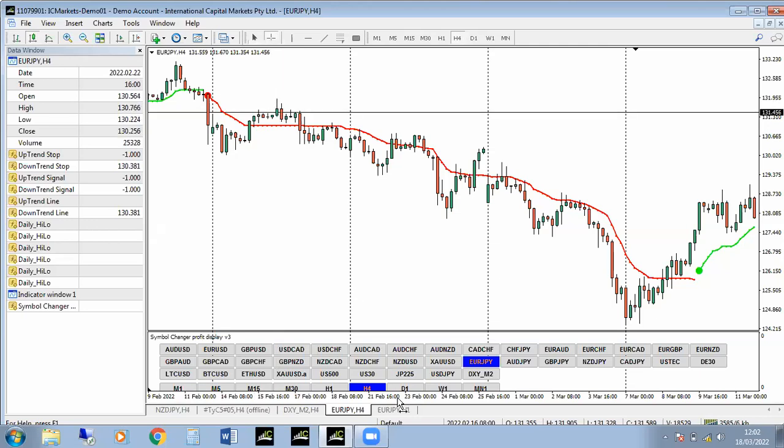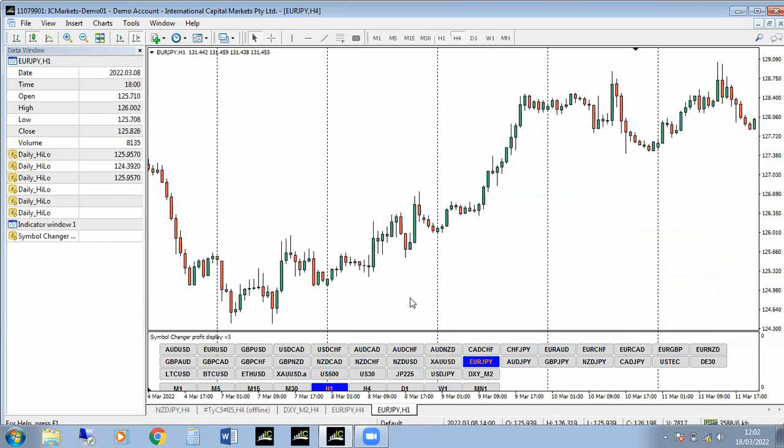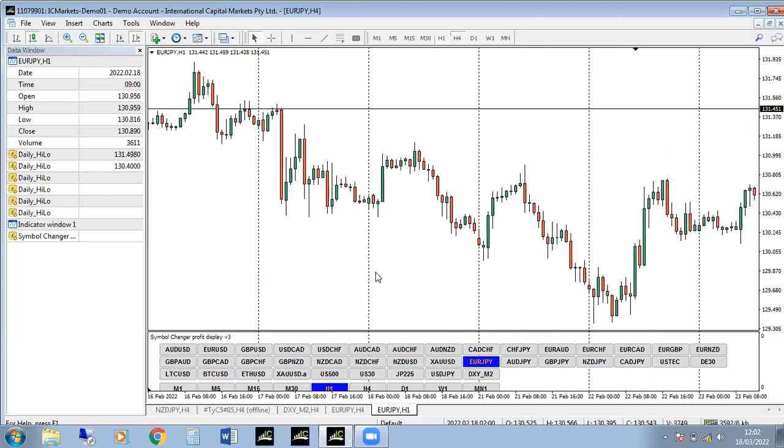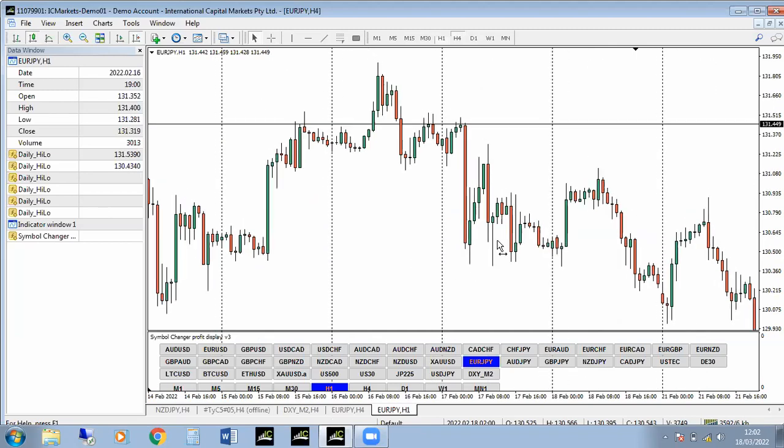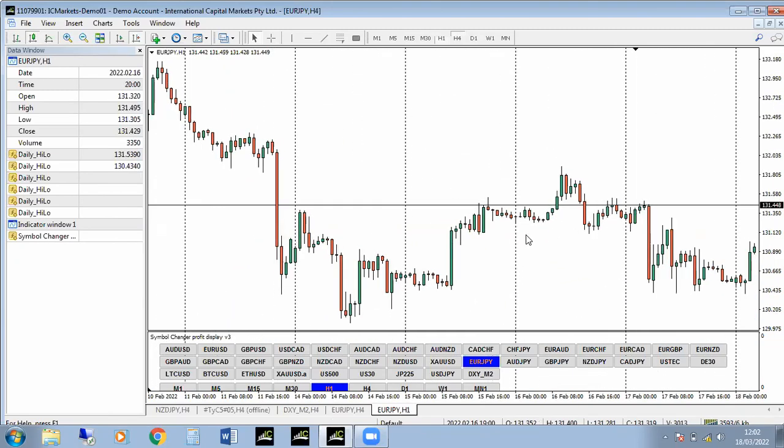The 16th of February. That was when we had our last setup on Euro JPY. So first question, the week starts on the 14th. This is 11/14, so the week is starting here.